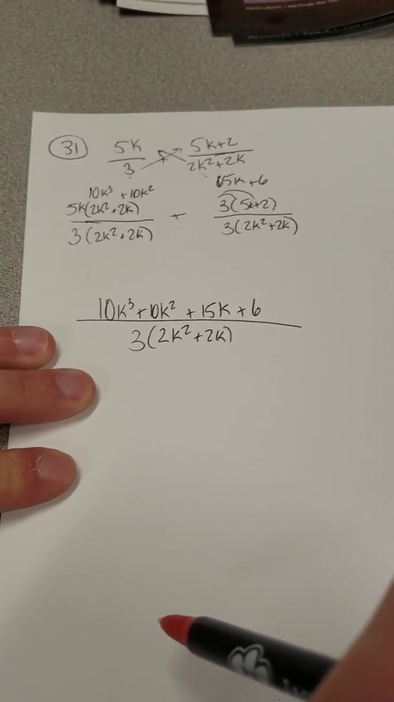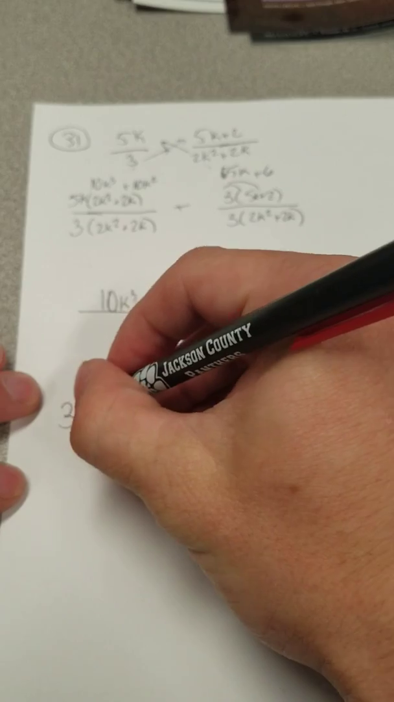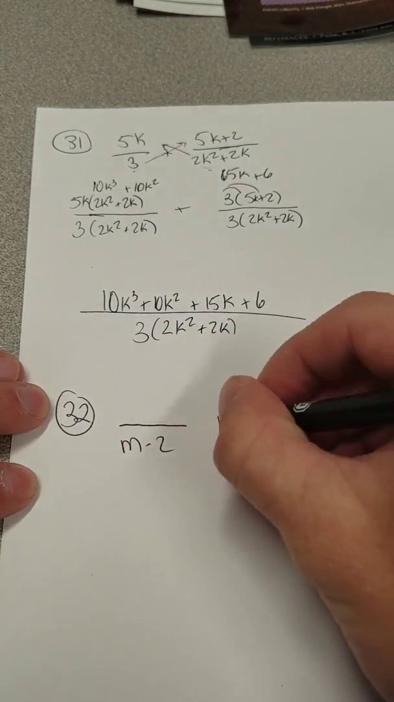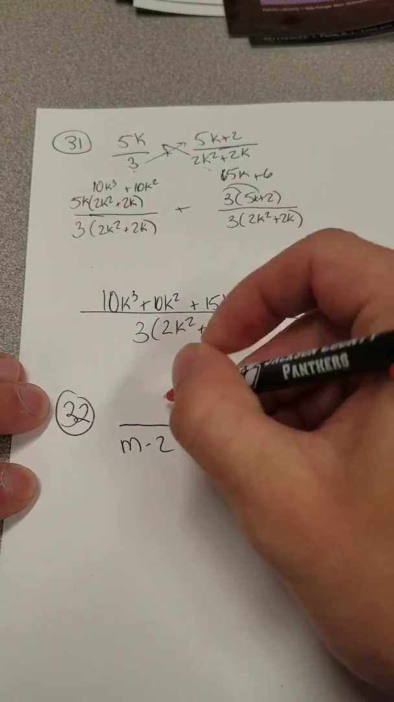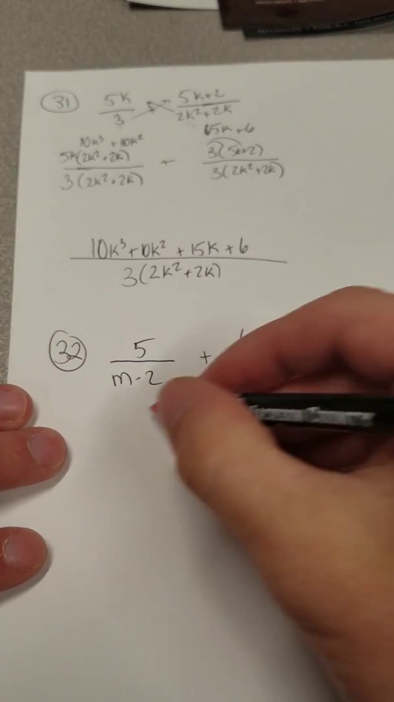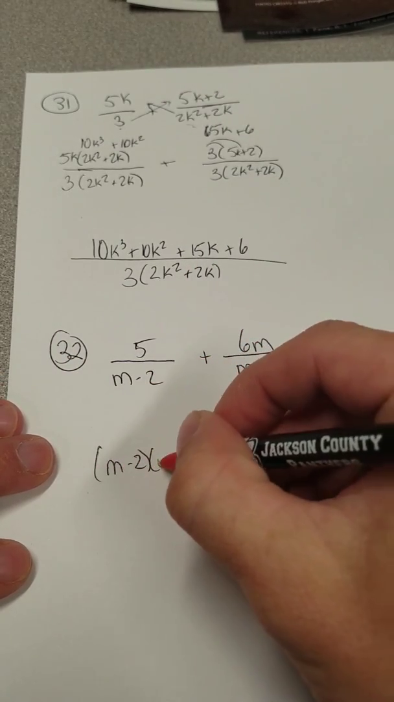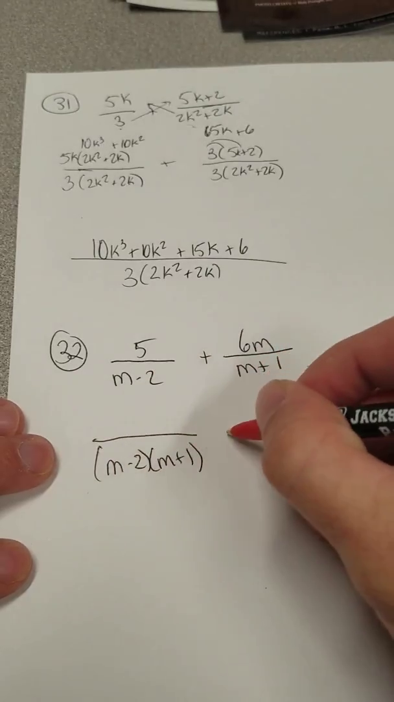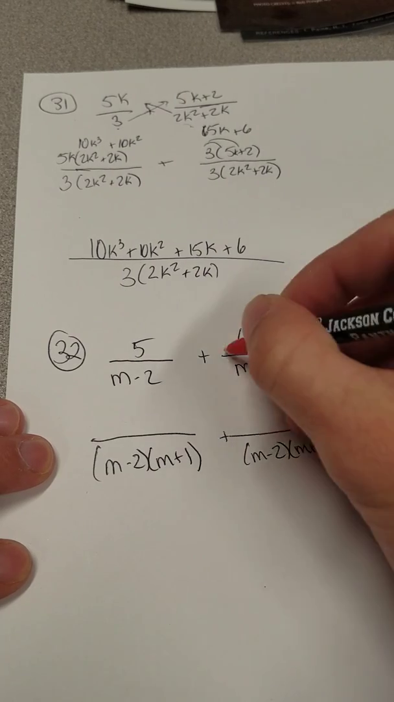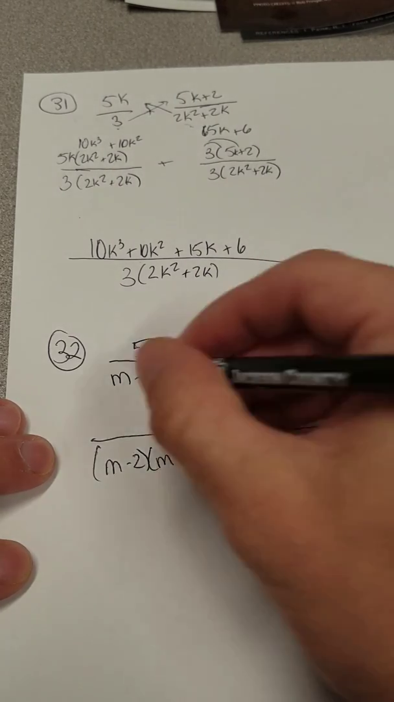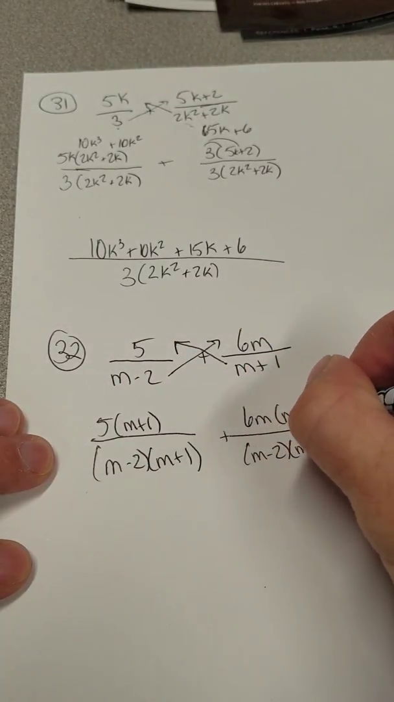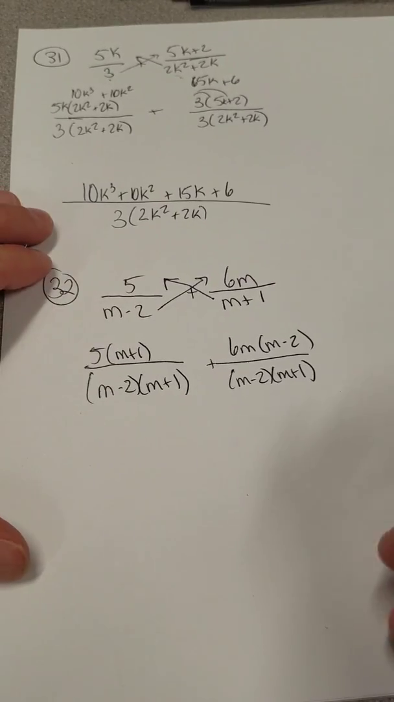Okay. Number 32 is very, very similar. However, it's going to be a lot easier due to the denominators being easier. Crisscross straight across. So we'll do our straight across piece. M minus 2, m plus 1 will be my denominator. And then the crisscross. This goes up there. This goes over here. 5 times m plus 1. 6m times m minus 2. All right, so we already have our denominator.